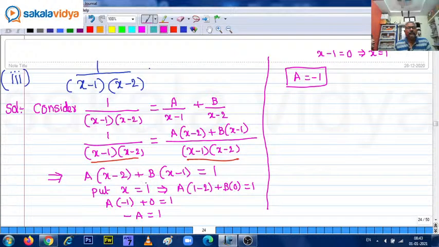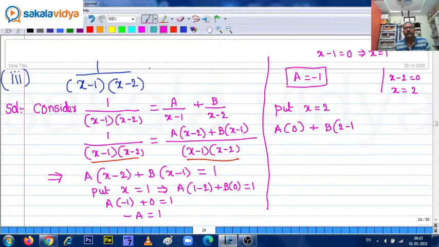So now the b value we need to find out. That means we need to suppress here: x minus 2 is 0, so x is equal to 2. Generally we put x is equal to 2 so as to get the b value. When you put x is equal to 2, x minus 2 becomes 0. So a into 0 plus b times 2 minus 1 equals 1. So 0 plus b into 1 equals 1. This is 0 plus b equals 1.